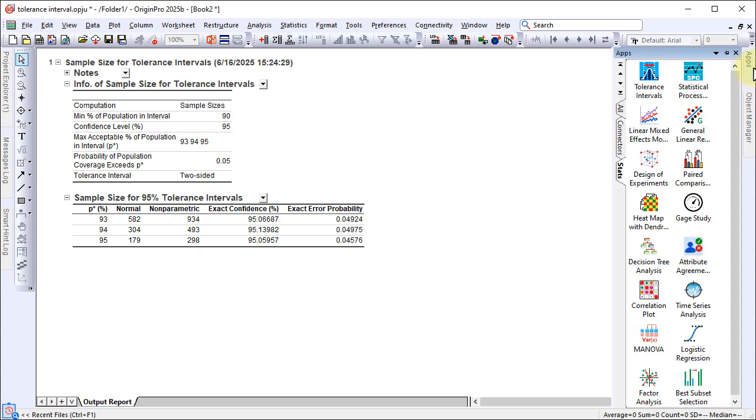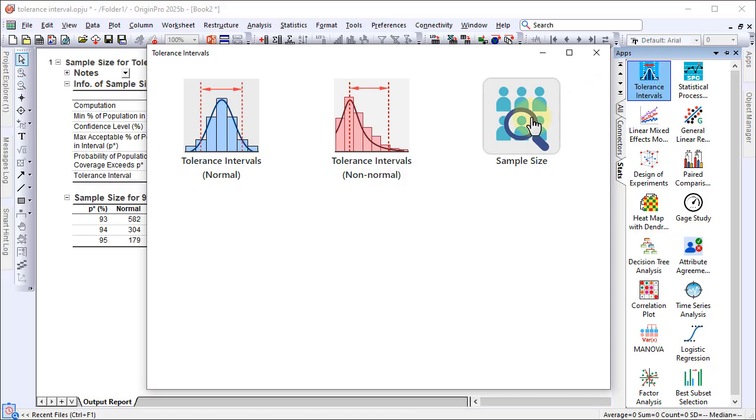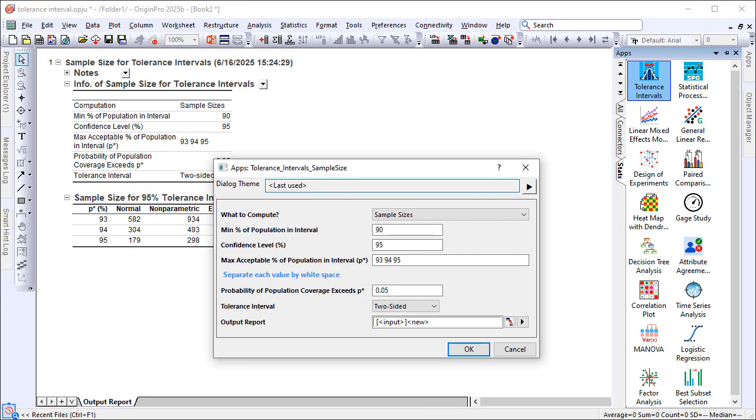Let's take a look at our second scenario. The team would also like to know the maximum acceptable percentage achieved if they collect three different sample sizes, 40, 55, and 80 pulp measurements. For this, let's use the following settings.